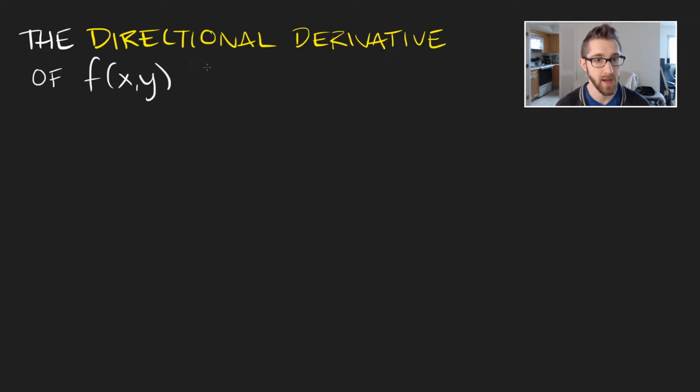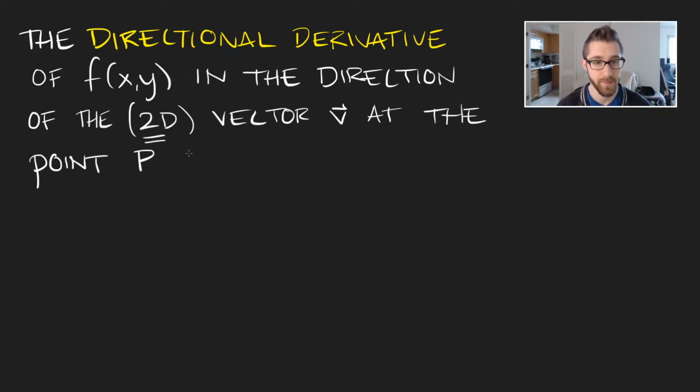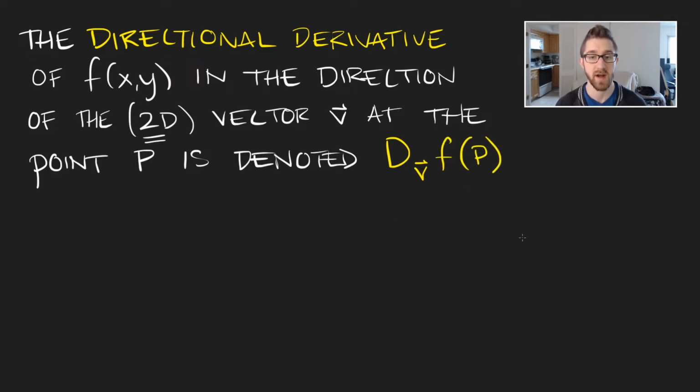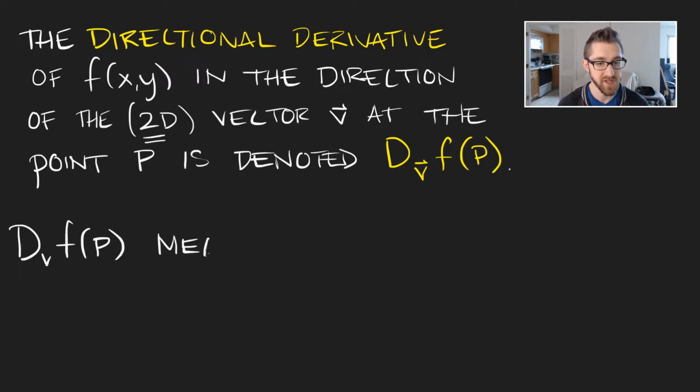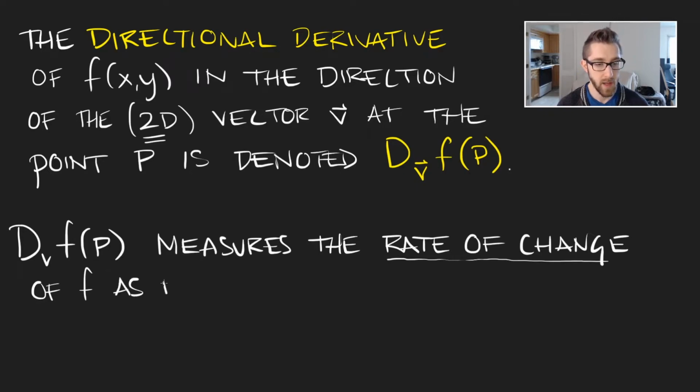But before I tell you how we're going to compute directional derivatives, I just want to write down a definition in words and the notation again for reference. So the directional derivative of a function f(x, y) in the direction of a vector v at the point P is denoted, just like before, with a capital D. Put the vector as a subscript, and then the function and the point at which we're evaluating the directional derivative. Again, the directional derivative measures the rate of change of f as you move through that point in the direction of the vector.